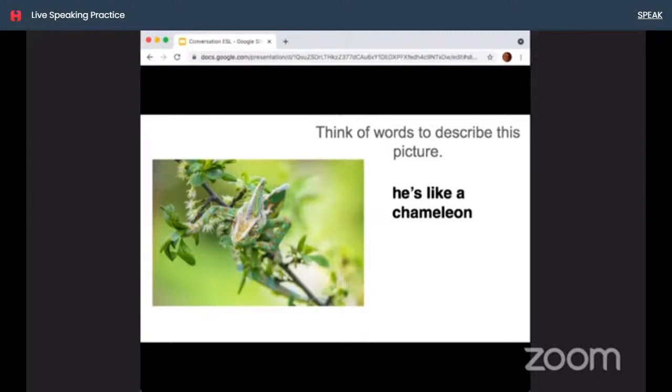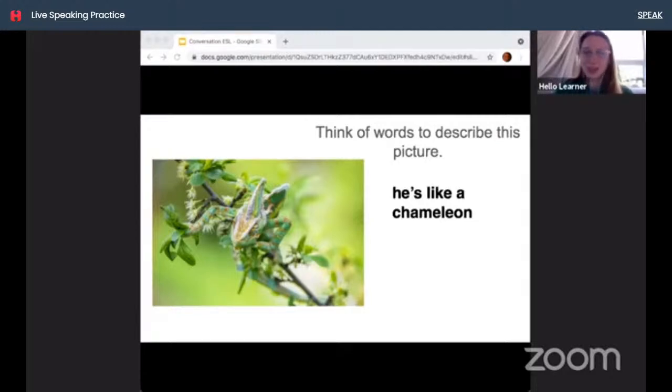Ma'am, in our language, in Hindi, we say he changes his color like a chameleon. It is like an idiom in Hindi. We say it. Okay, excellent. Yeah, so it's a really good sort of idiom to describe people. So yeah, that works as well. So it's sort of a universal.